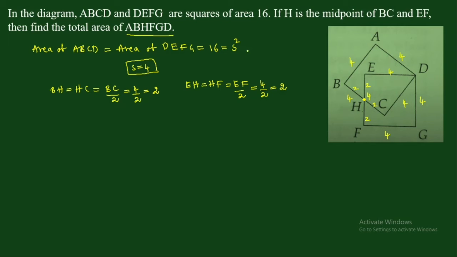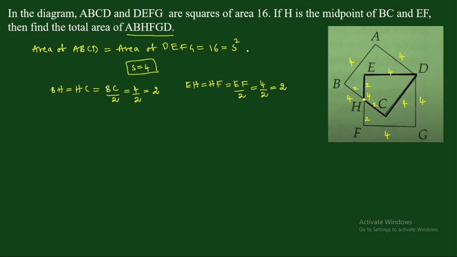So to find the area of ABHFGD, we have to add the area of both the squares, that is ABCD and DEFG. But in counting this area, this part HCDE is counted twice. Once in the square ABCD, once in the square DEFG, as it is the part of both the squares.